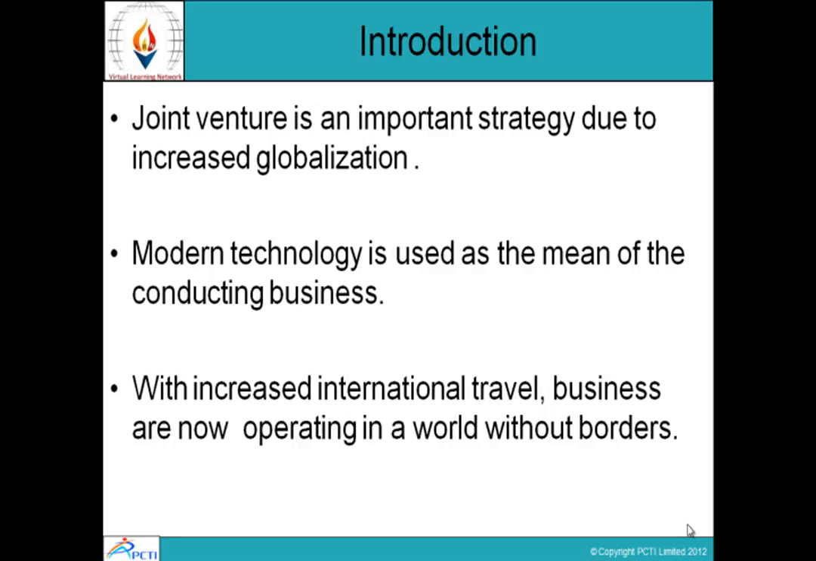An introduction to what basically joint ventures are and why it is needed. Because globalization is happening so much, there is a lot of globalization, a lot of liberalization happening, and technology advancement is happening a lot, so joint venture is becoming a very important tool. It is becoming a very important strategy. It helps in curbing the competition. It helps in improving the performances in a globalized economy.